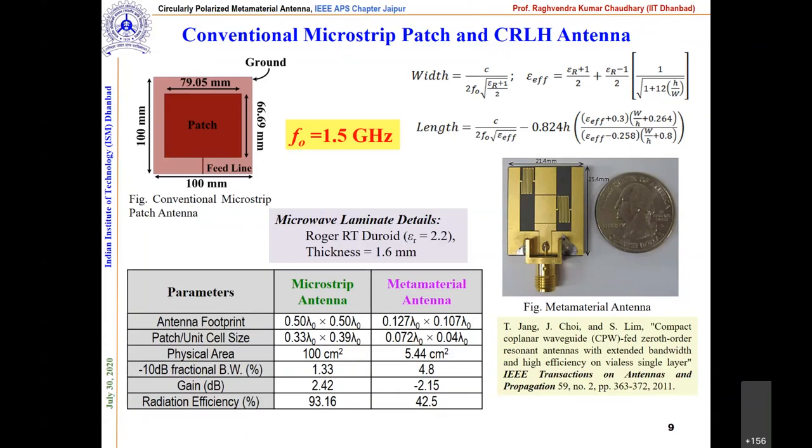So the idea is how to improve these two parameters of the antennas, and I'll try to show you how we improved them. But because I took a topic here, circular polarization, I'll focus on how we achieved circular polarization with metamaterials, correct? This is our research objective. What we said was that from metamaterial antennas we can achieve the size reduction, and the second objective we took was the axial ratio bandwidth, correct?